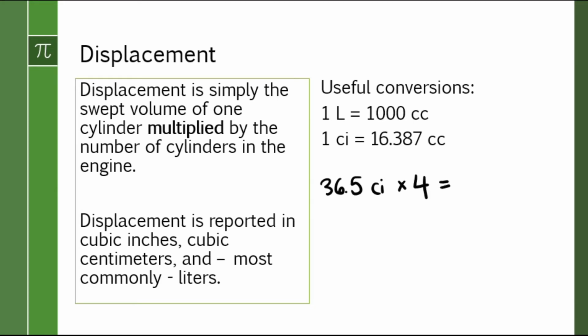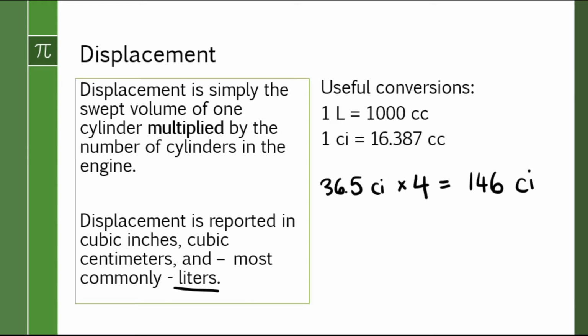So our displacement in cubic inches is simply going to be 36.5 times 4 gives us 146 cubic inches. Now, commonly we see liters as an expression of displacement, you know, a 3.5 liter engine. You might see cc's as well. So we really want to know how to move around this.